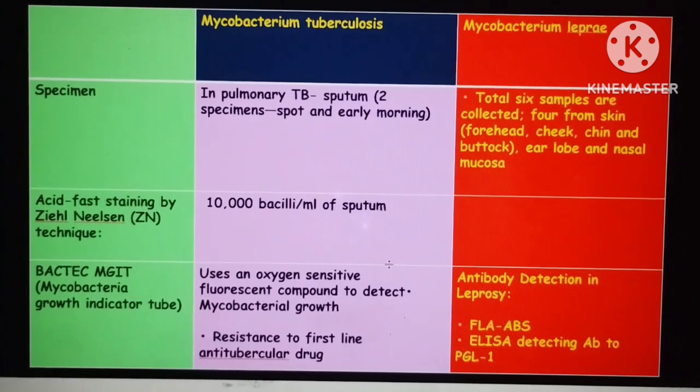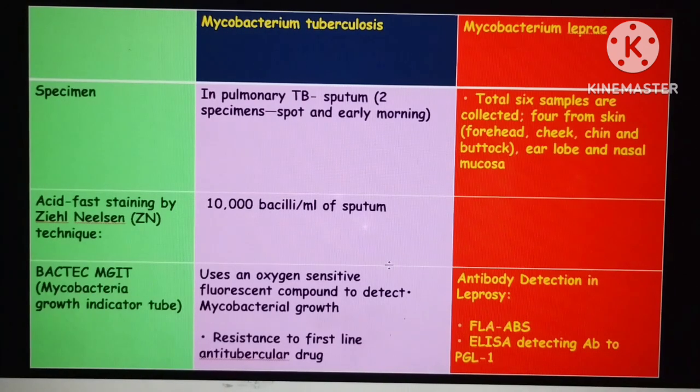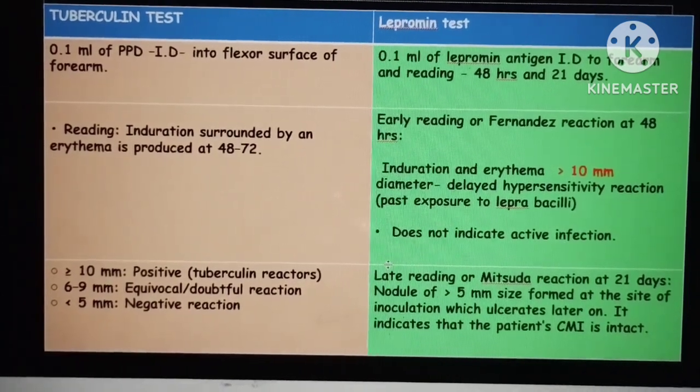Whereas in leprosy, antibody is usually detected by the FLA absorption test or by ELISA. Okay. So next important, here we will be using a tuberculin test, and here we will be using a lepromin test. For the tuberculin test, what you will be doing is taking 0.1 ml of purified protein derivative.